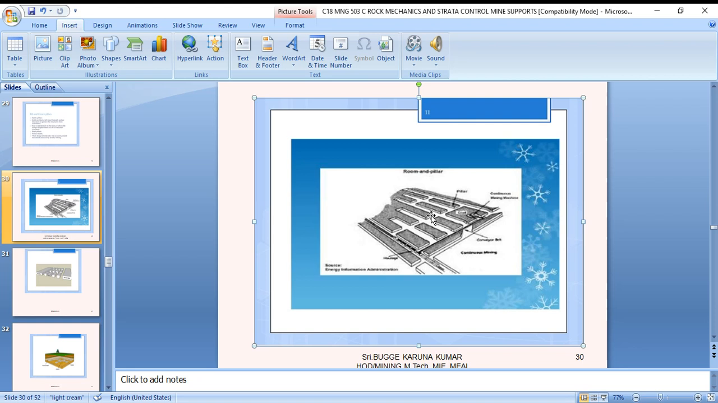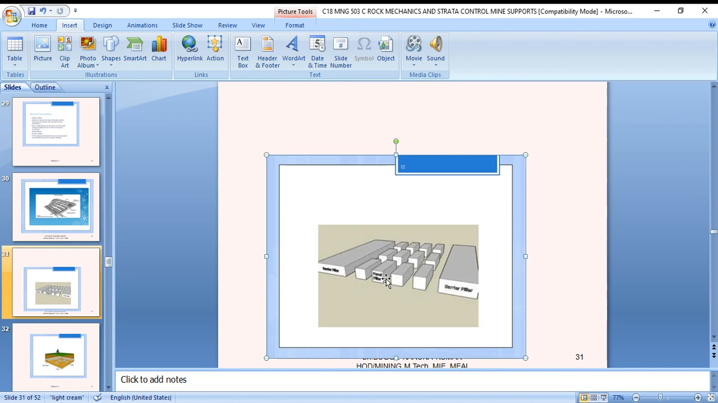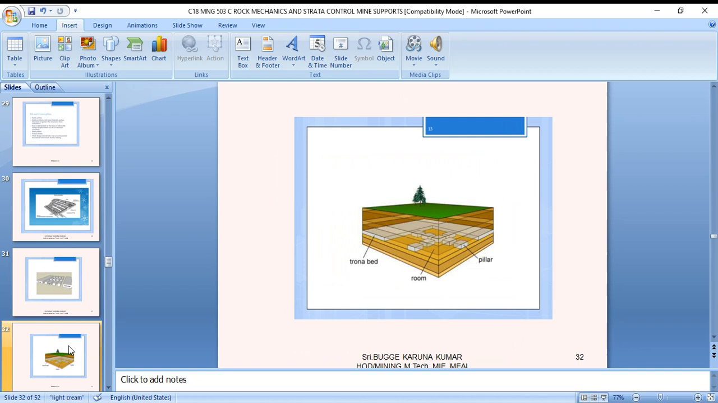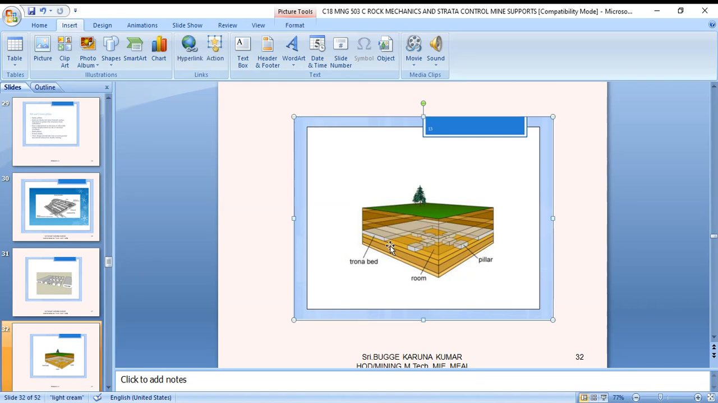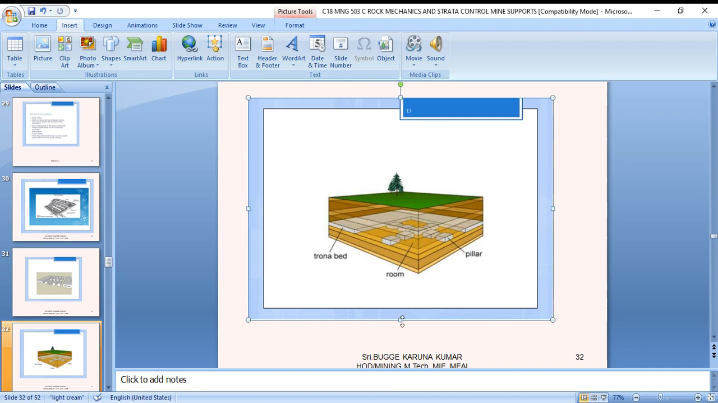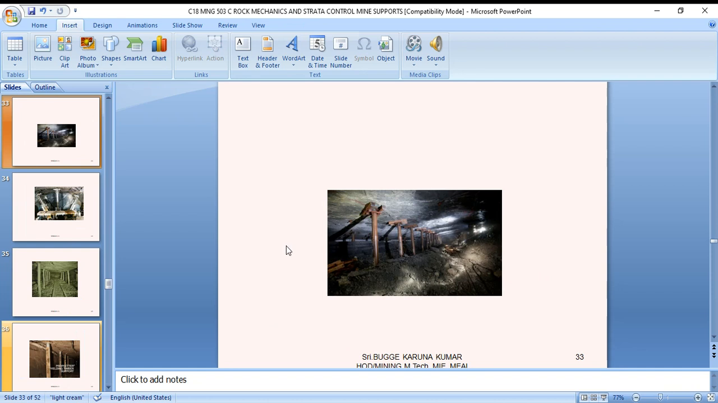Room and pillar, the generalized method of working is shown here. This is another method of natural support. These are the design of supports, and also room and pillar. So it is nicely narrated here.